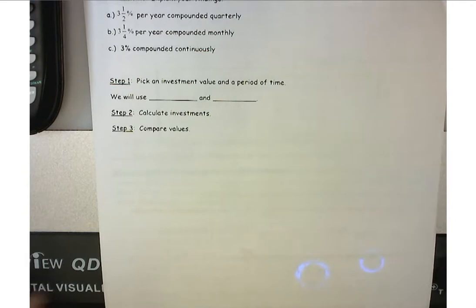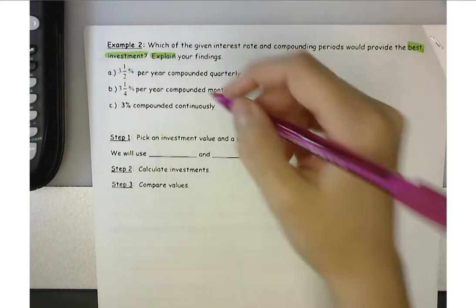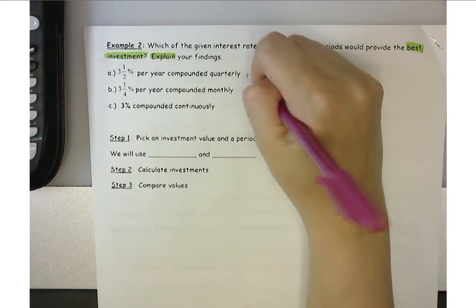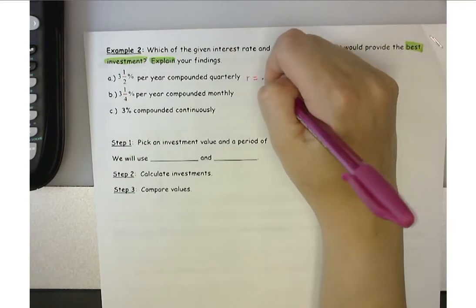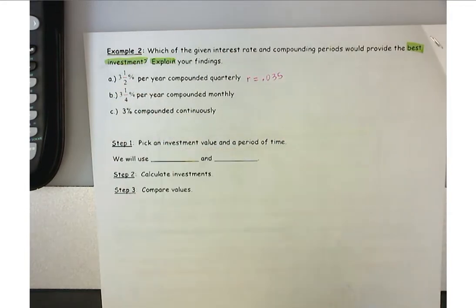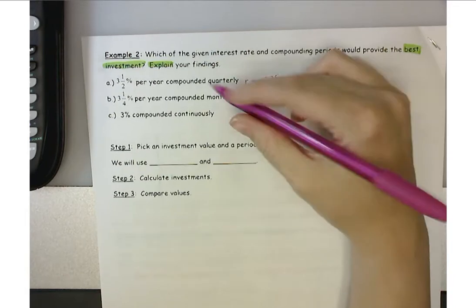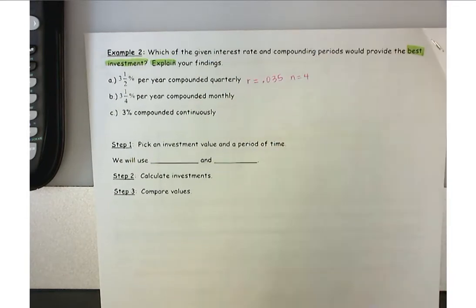So in the first one, they give you 3.5% per year. It's compounded quarterly. So the 3.5% is giving you your rate. 3.5% would be written as 0.035. Okay, you can think of it as 3.5. You move the decimal over. If it's compounded quarterly, your end value is 4, quarters in a year.